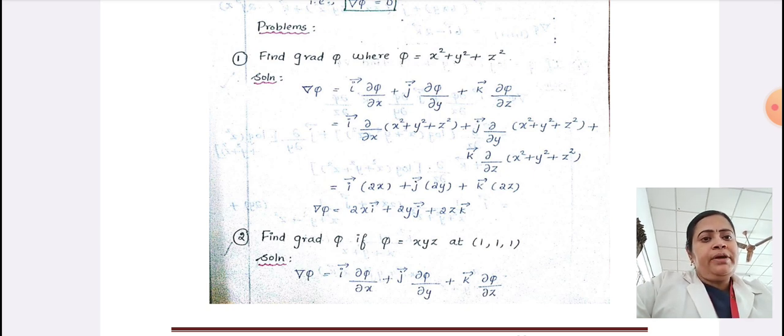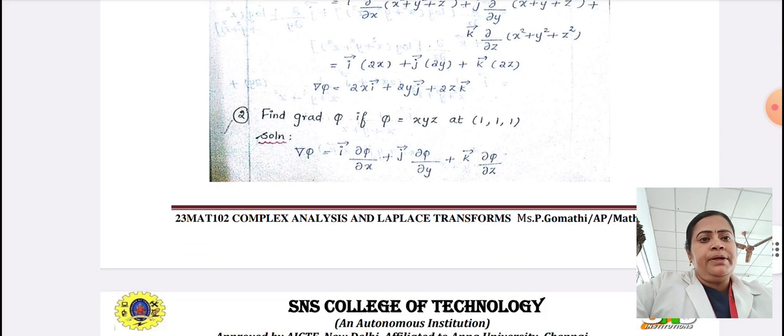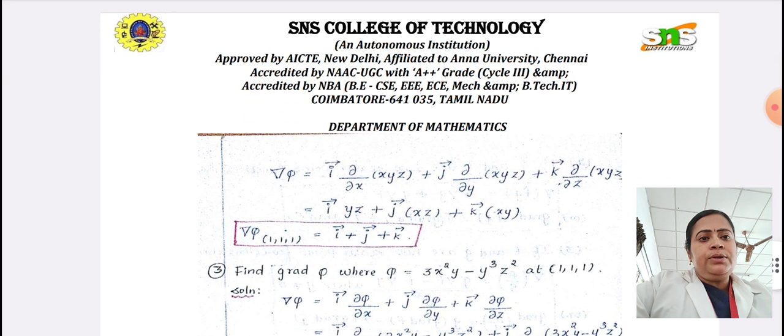So write down the formula: i vector into ∂φ/∂x plus j vector into ∂φ/∂y plus k vector into ∂φ/∂z. So substitute for phi equal to xyz. So i vector into ∂/∂x of xyz plus j vector into ∂/∂y of xyz and plus k vector into ∂/∂z of xyz. So when you differentiate this with respect to x, y and z, you get i vector into yz plus j vector into xz plus k vector into xy. So here the point is given as (1, 1, 1). So you have to substitute x equal to 1, y equal to 1 and z equal to 1. Then the del phi value will be i vector plus j vector plus k vector.